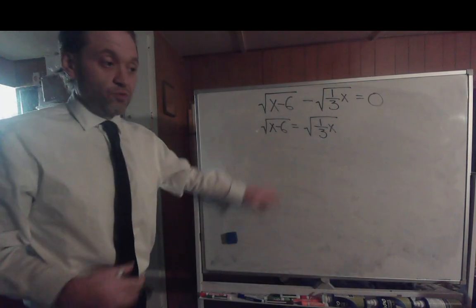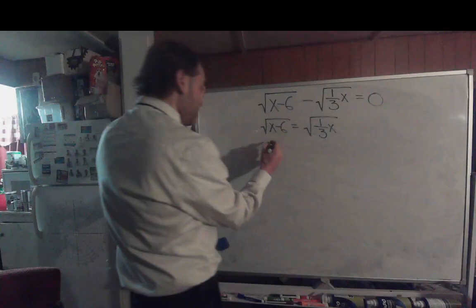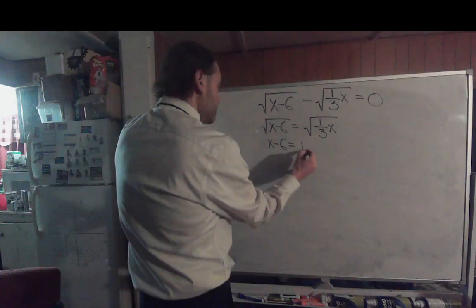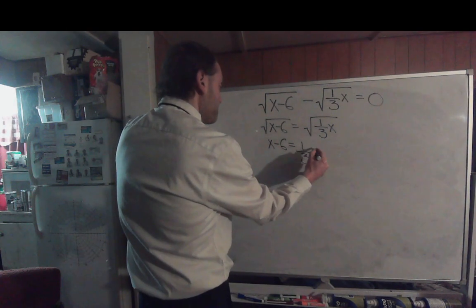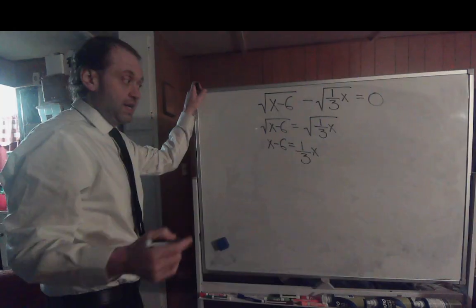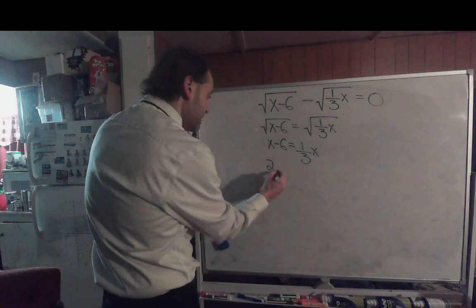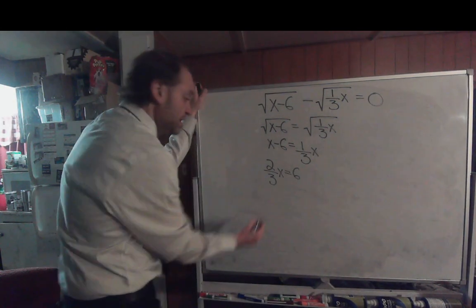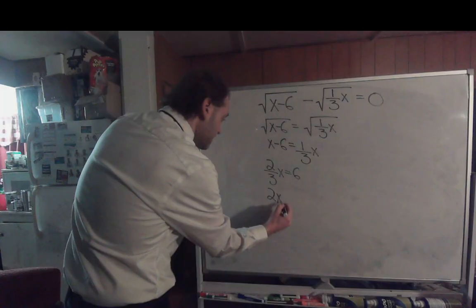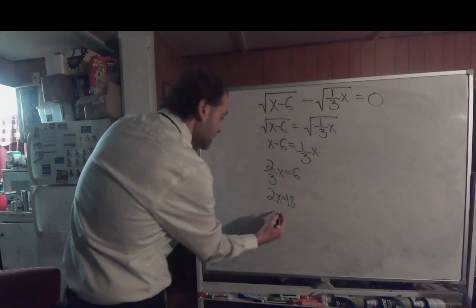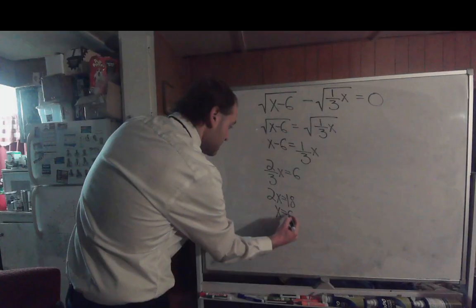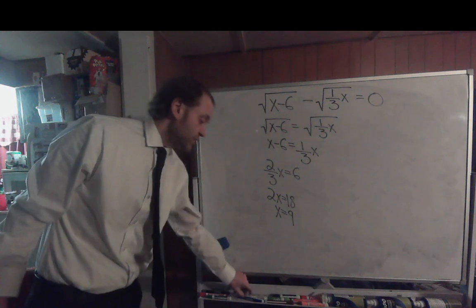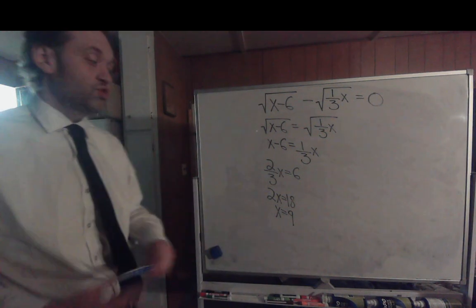So just raise both sides to the second power, you'll get x minus 6 is equal to 1/3 x. Let's simplify this then. You would end up getting 2/3 x equals 6, and then 2x would equal 18, and then x would equal 9. But we have to make sure this actually works. We need to check and make sure that x equals 9 is not an extraneous solution.